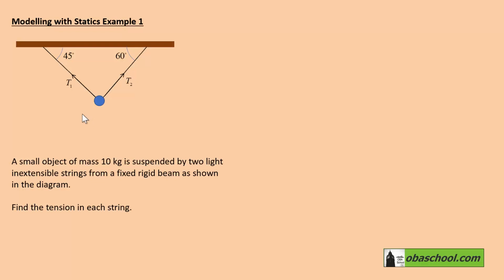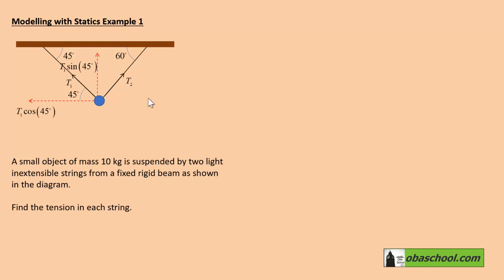So let's start with T1. This is horizontal and therefore parallel to the beam. So we have alternate angles here, meaning that this angle is 45 degrees. So the component in this direction is T1 cos 45 degrees, and in this direction, T1 sine 45 degrees.